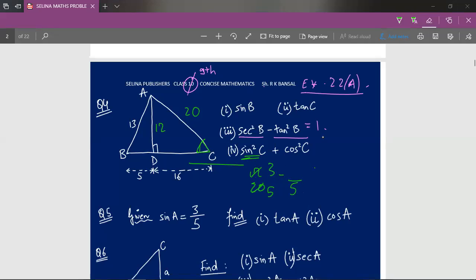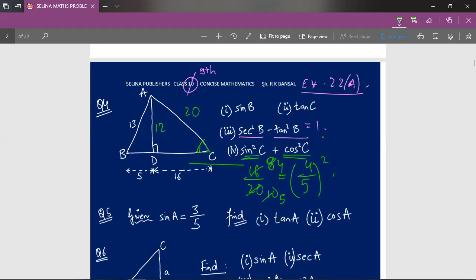So I'll just make some space over here. Okay, so once I've made enough space, cos square C, in cos square C, first you have to find cos C. So cos C is with respect to angle C, tell us cos C, that is base upon hypotenuse. So 16 upon 20, and all we have to do is simplify the value. So 16 upon 20 will be equal to 8 upon 10, that is 4 upon 5. So it will be equal to 4 upon 5. And cos square C basically means 4 upon 5 whole square.